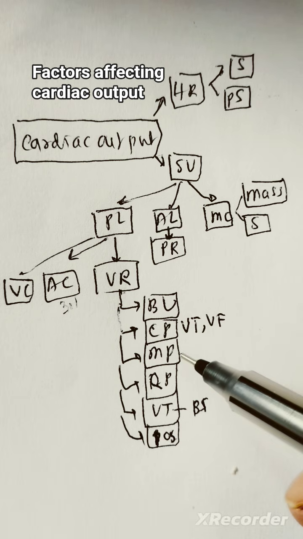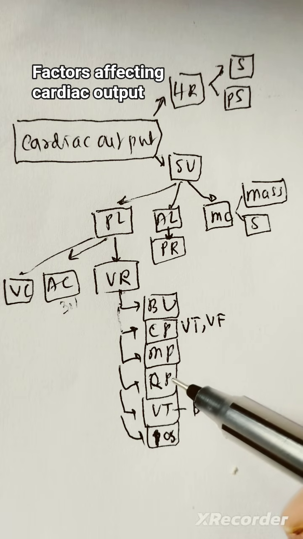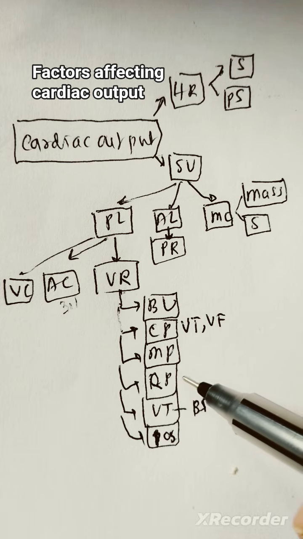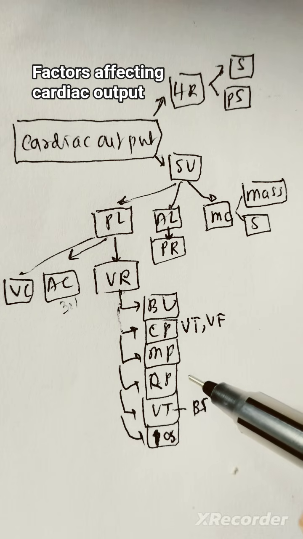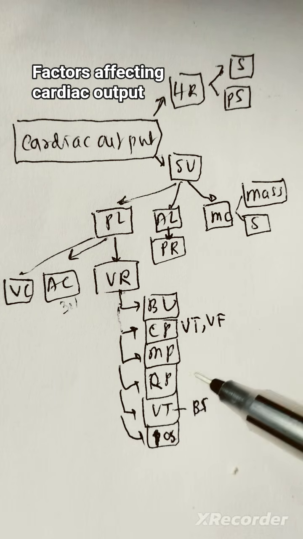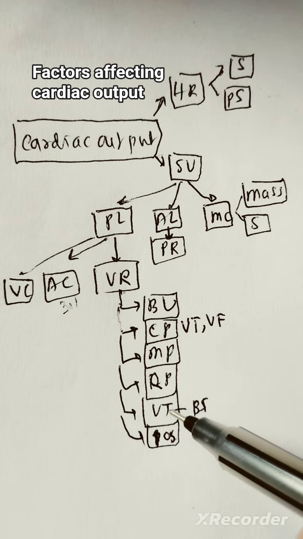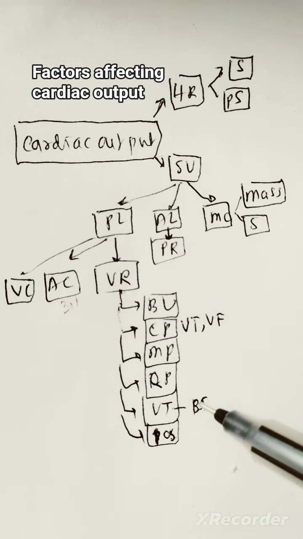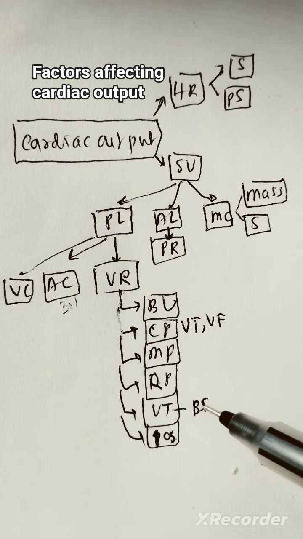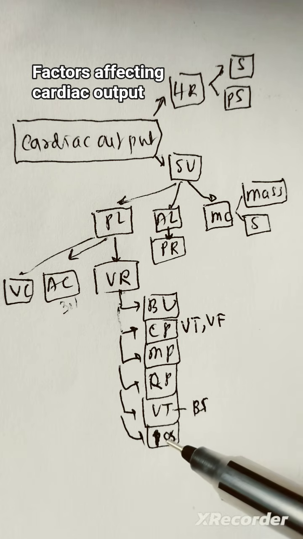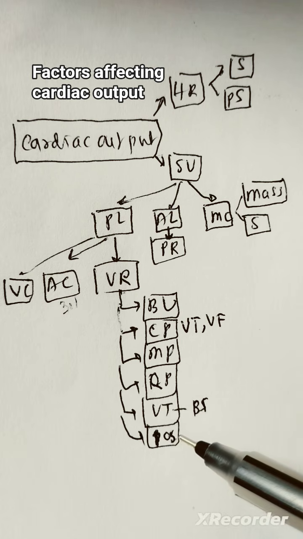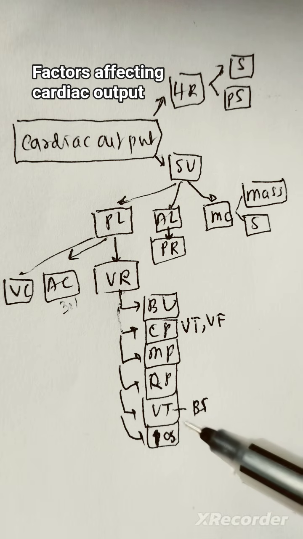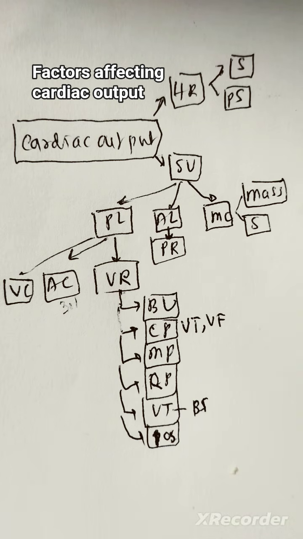It all depends on the muscle pump and the respiratory pump, where inspiration increases the venous return and expiration decreases the venous return. Again, it depends on the venous tone, which depends on the sympathetic activity, where increased sympathetic tone increases the venous return. It also depends on the posture, where standing posture decreases the venous return and decreases the cardiac output.